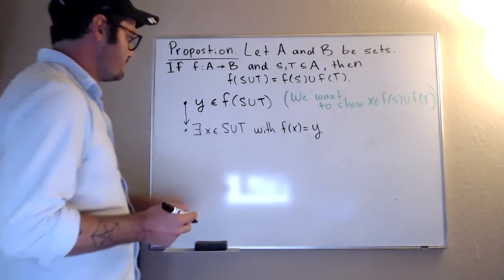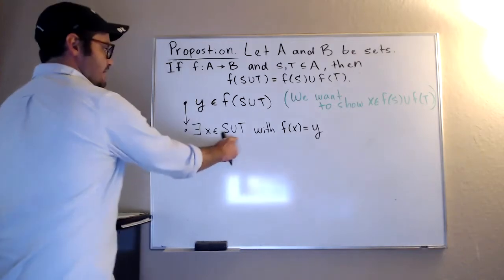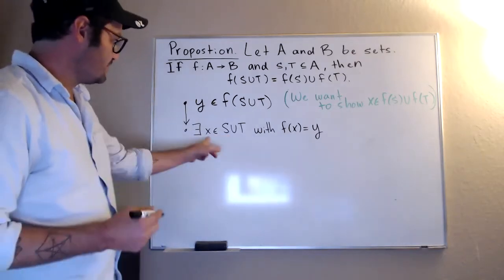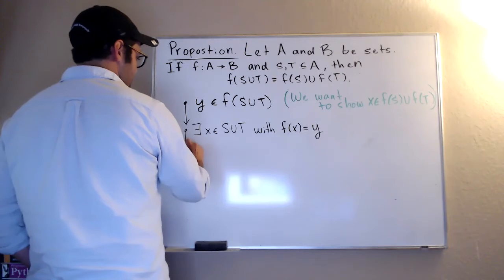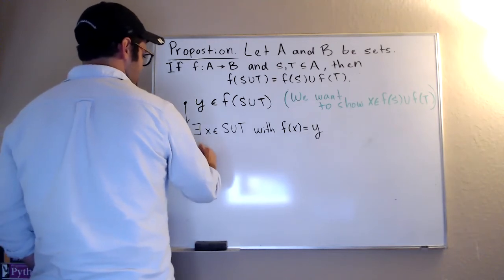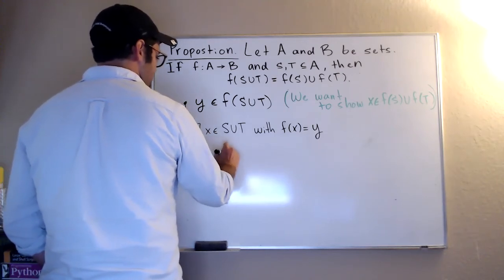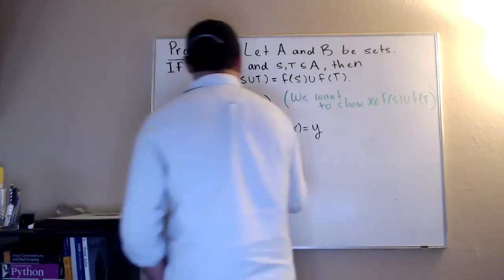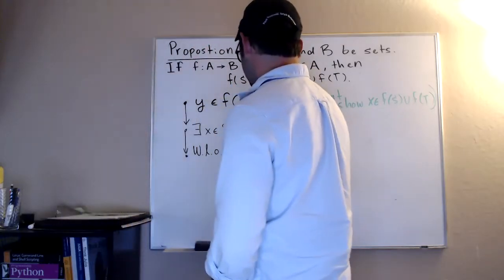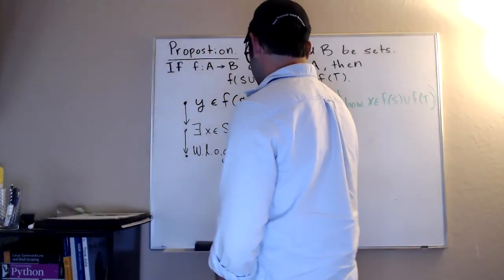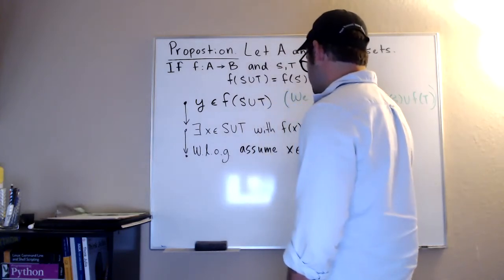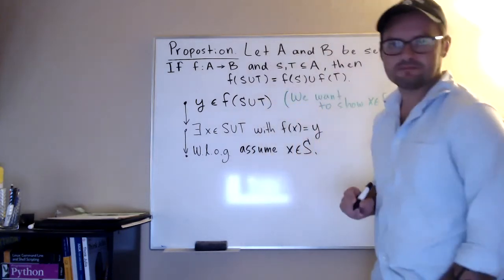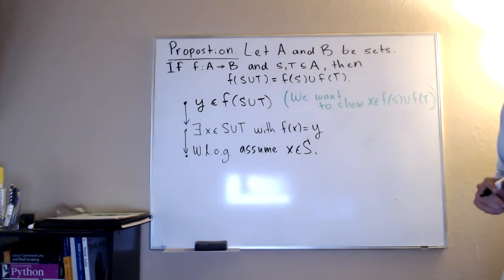So then, okay, X is in that union, but we don't know which one, right? We don't know if X is in S or T. Well, that's where we would use that without loss of generality notion. So without loss of generality, assume X is in S, or something like that.